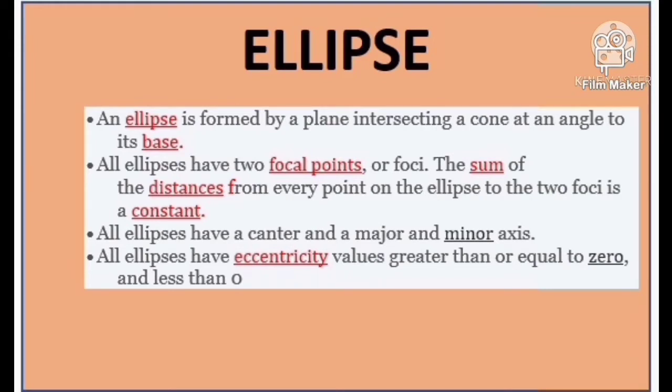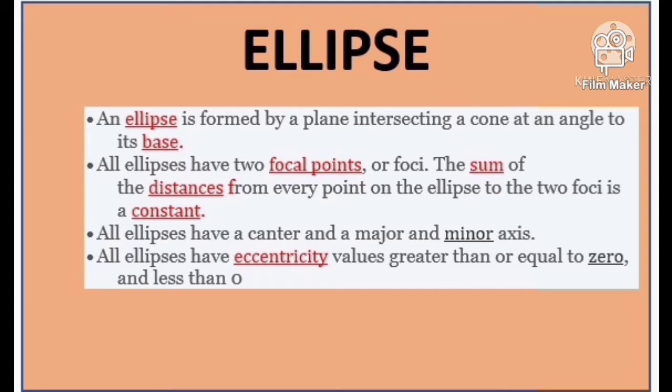Ellipse. An ellipse is formed by a plane intersecting a cone at an angle to its base. All ellipses have two focal points or foci. The sum of distances from every point on the ellipse to the foci is a constant. All ellipses have a center and a major and minor axis.